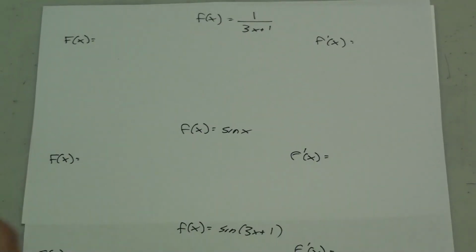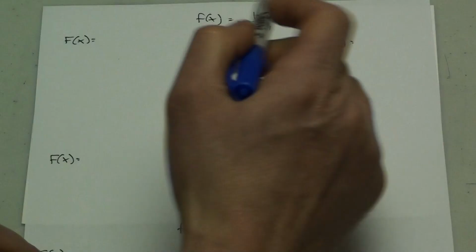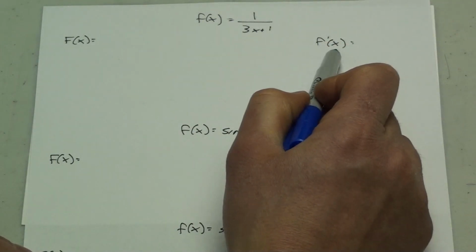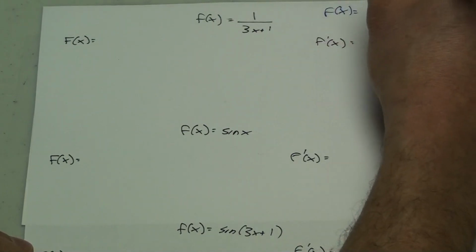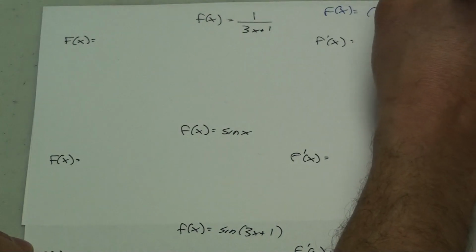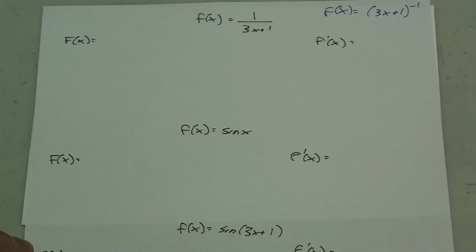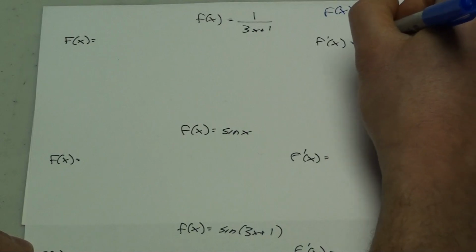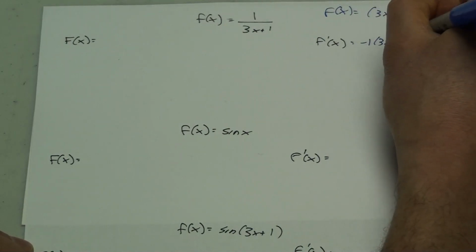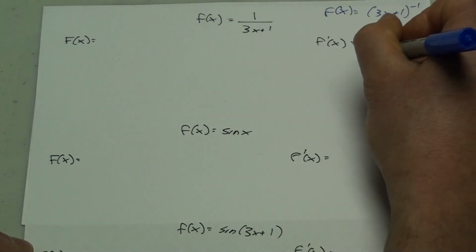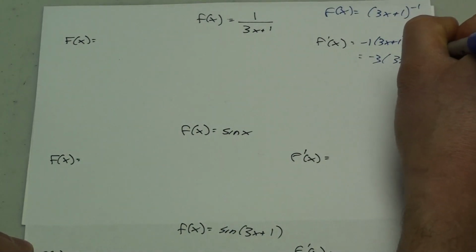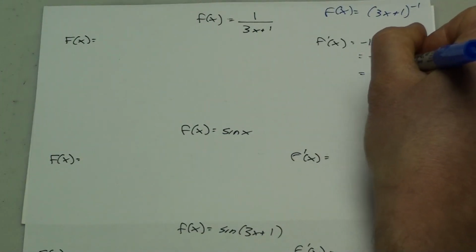A few more. 1 over 3x plus 1. If I was to take the derivative of it, I would first have to express it as f of x equals 3x plus 1 to the exponent of negative 1. And then I have to use the chain rule: negative 1, 3x plus 1 to the negative 2, multiplied by 3, which can be simplified to negative 3 times 3x plus 1 to the negative 2. I would have to use the chain rule to do that, and again, you can keep on going further and get rid of your negative exponent.